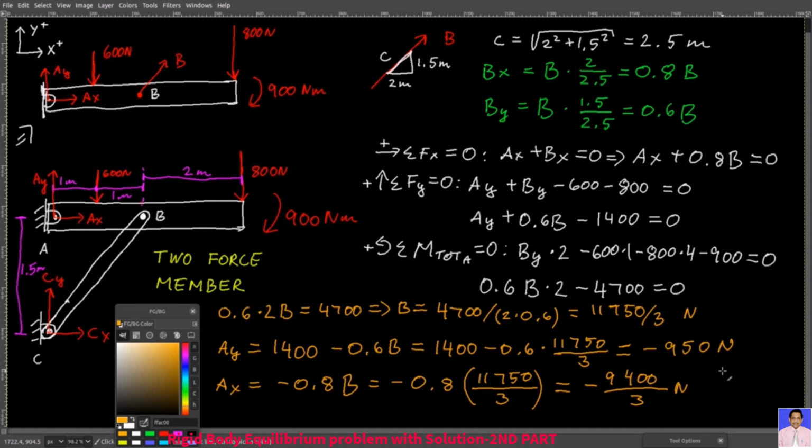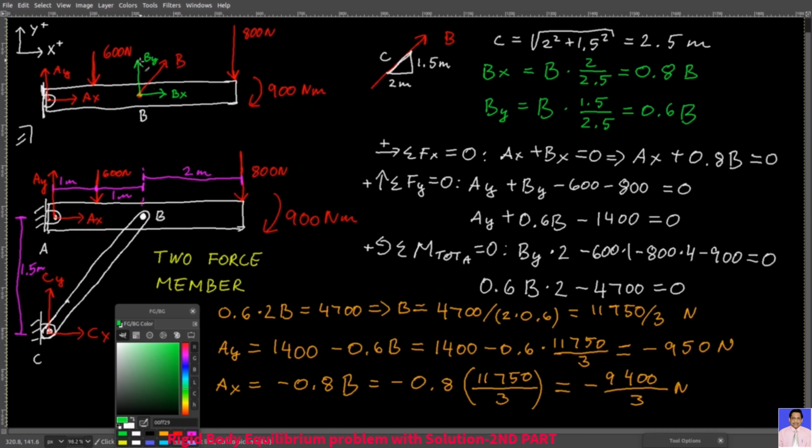Note that Ax and Ay are negative. You already know what that means. It means that on the free body diagram, our assumption for the directions of Ax and Ay was wrong. In reality, Ax points to the left and Ay down. And it's especially intuitive for this Ax force. It needs to counter Bx, which itself points to the right.